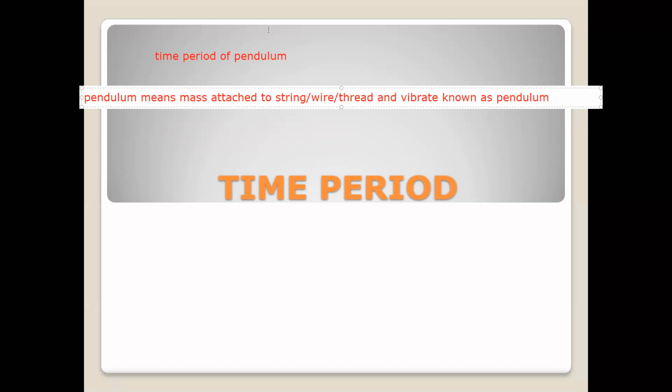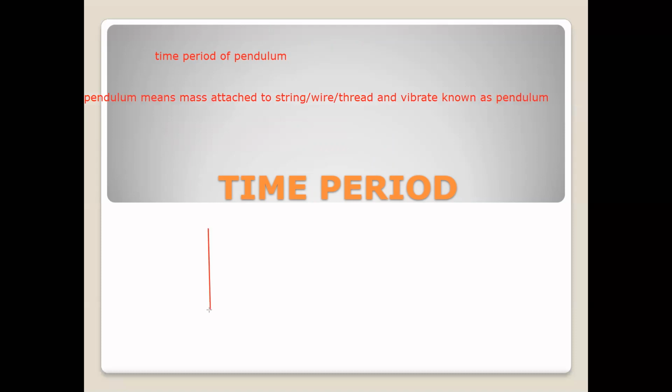There are many examples. Like, for example, say I have a string which is fixed at one end and I attach a sphere at the bottom, and it is vibrating to and fro, moving from one place to another.